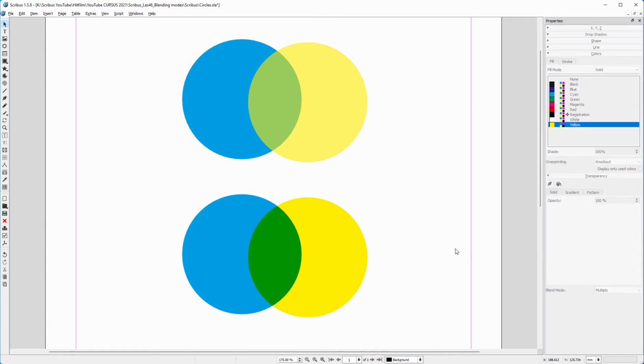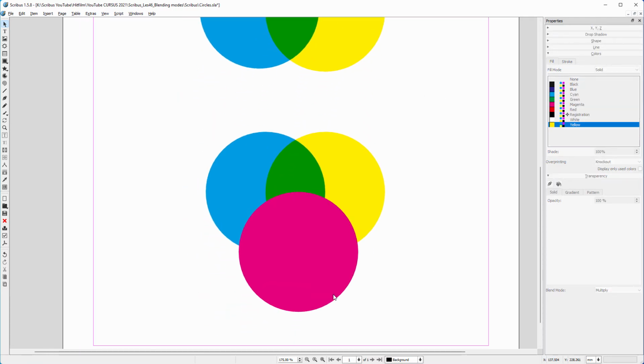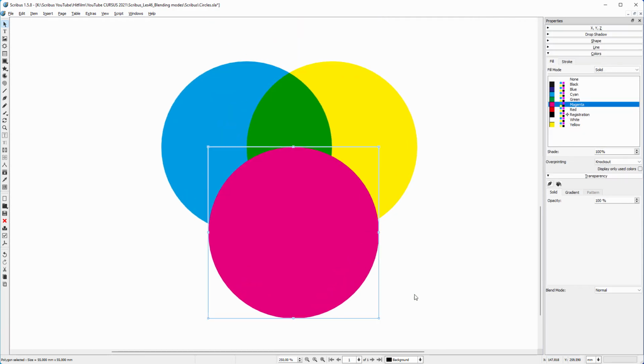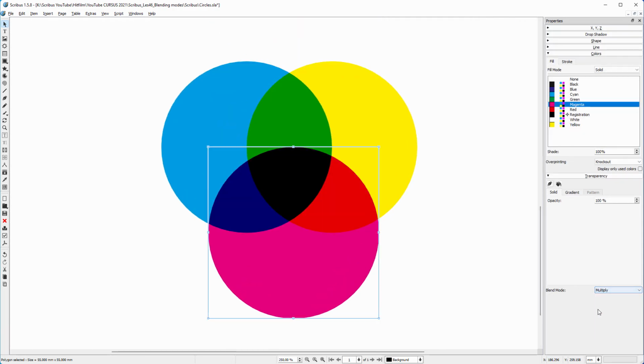Multiply is like having two transparent circles on a light table. Let's also add a magenta circle and set it to multiply. We see that where cyan, magenta and yellow overlap, we get red, green, and blue. Cyan, magenta and yellow are printing colors, and red, green and blue are screen colors.